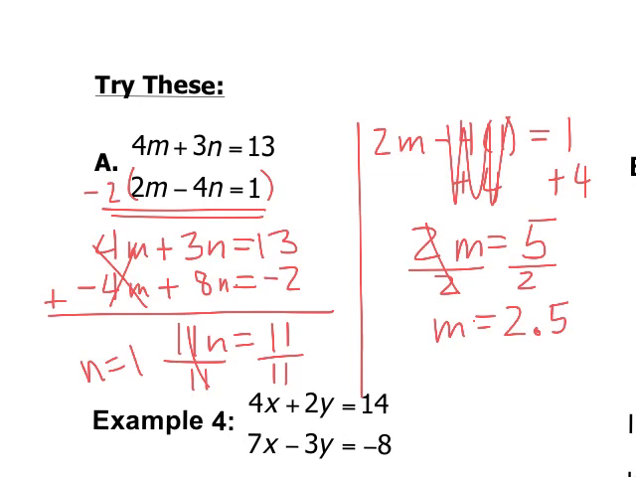What? What does the 8n come from? So here, when I'm multiplying this bottom equation by negative 2, negative 2 times negative 4n would be positive 8n.